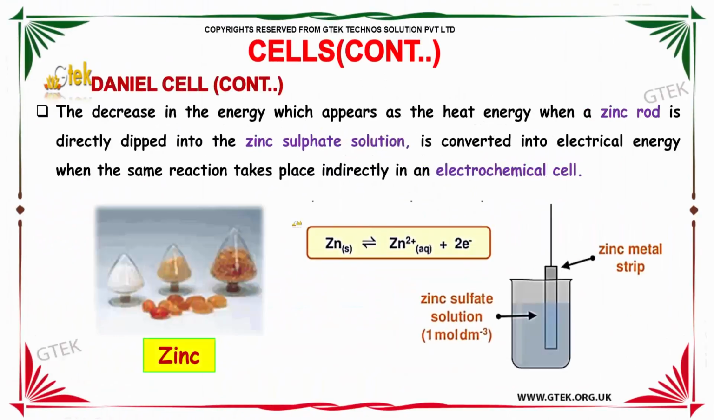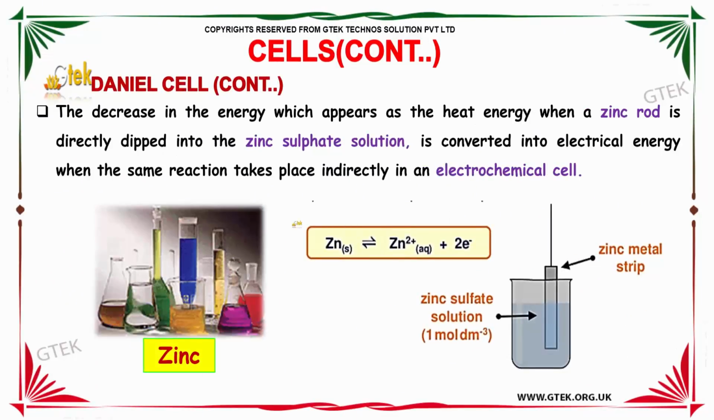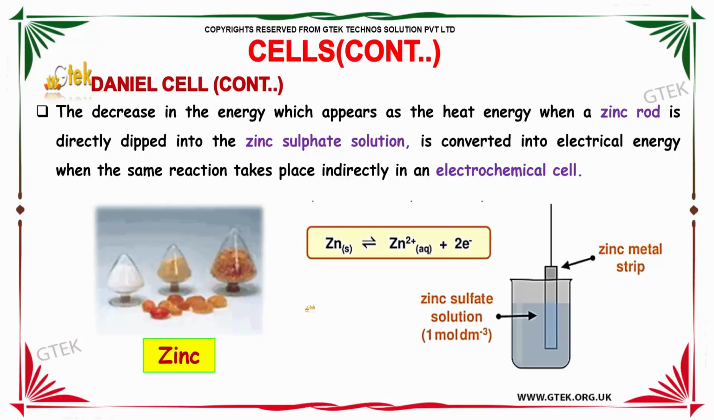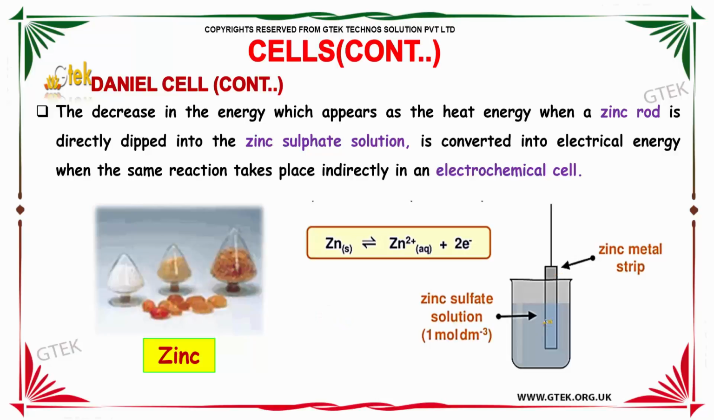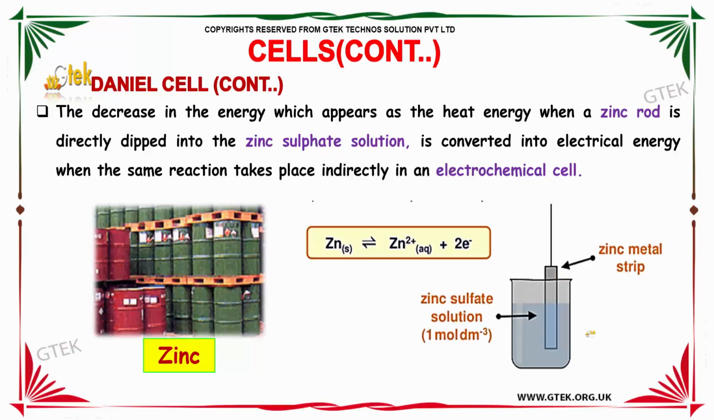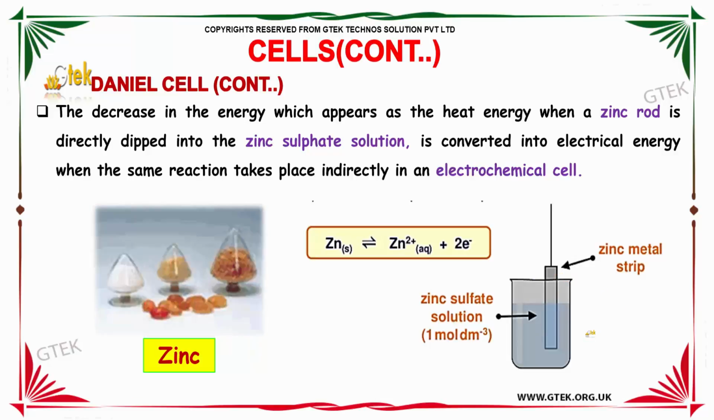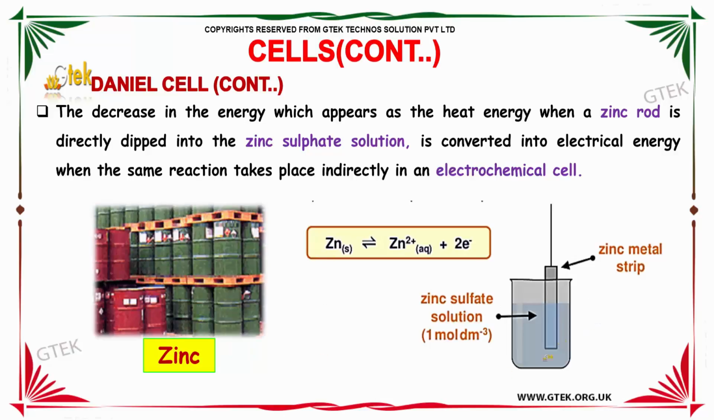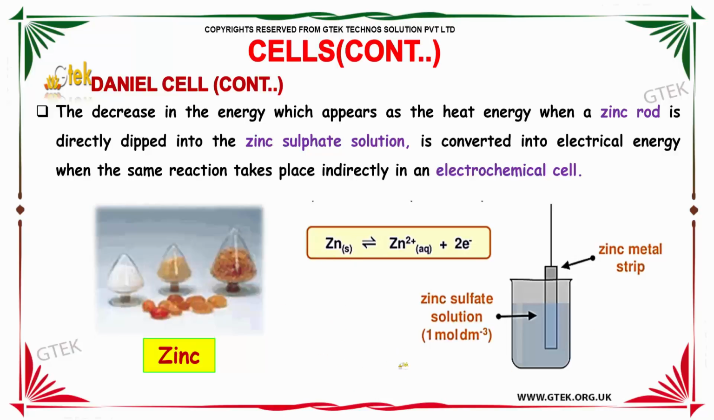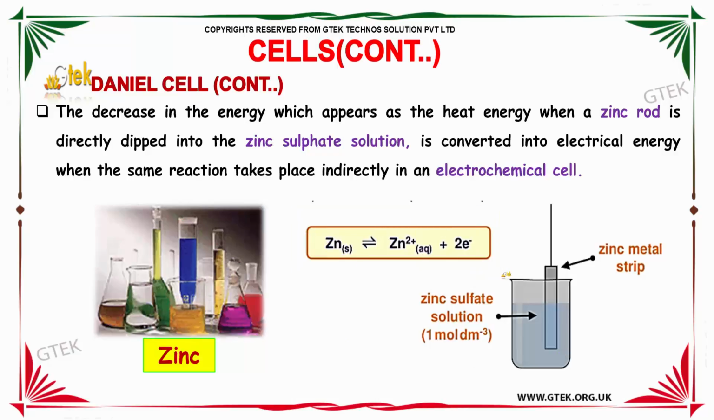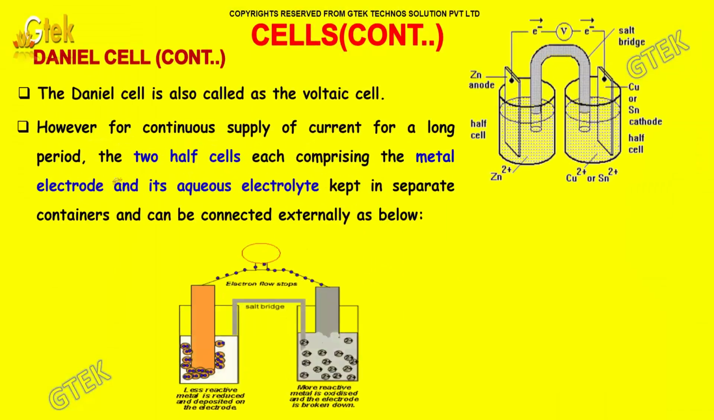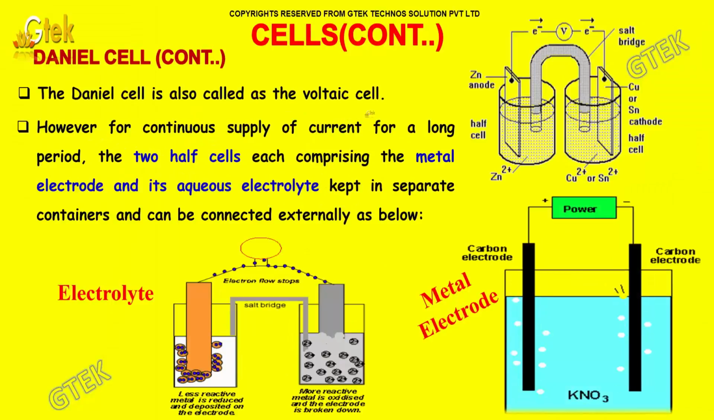The decrease in the energy which appears as heat energy when a zinc rod is directly dipped into the zinc sulfate solution is converted into electrical energy when the same reaction takes place indirectly in an electrochemical cell, and this is the reaction. The Daniell cell is also called the Voltaic cell.